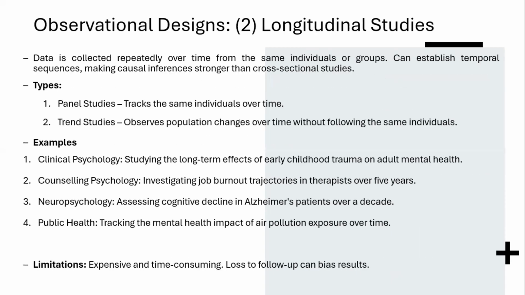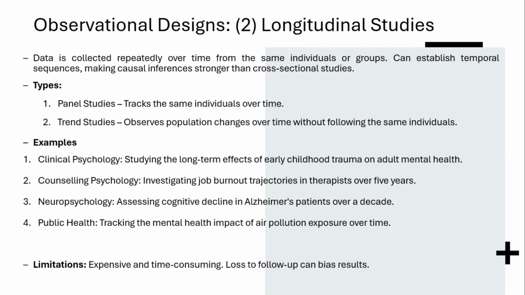The second observational design is longitudinal studies, which is opposite to cross-sectional. Longitudinal means that you are collecting data over time. There are some studies that are ongoing that maybe can collect data every month for, let's say, 1 year. Some studies can collect data every 6 months for 6 years. Some studies can collect data every year for 10 years. That's what we call longitudinal studies.